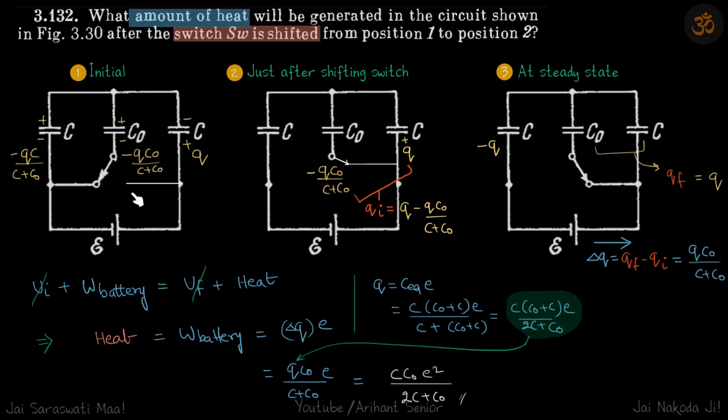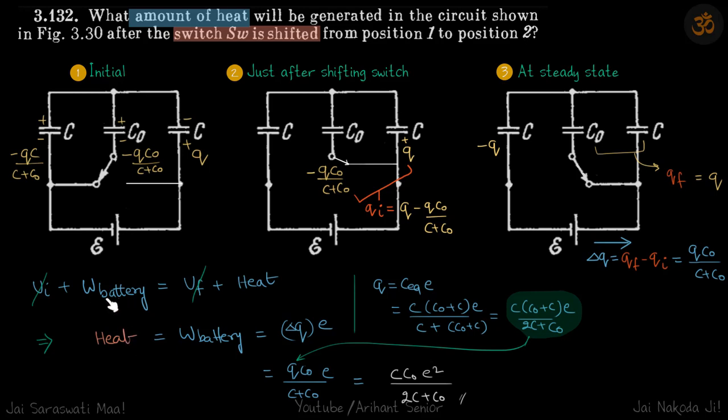So here, by the symmetry of the circuit, we can see that the initial system is similar to the final system. C is in series with C and C naught. Here also C is in series with C and C naught, which means the initial potential energy is going to be the same as the final potential energy, because the charges on these three capacitors are going to be similar to the charges on these three capacitors. So we only need to find the work done by the battery, and that will be the heat generated.